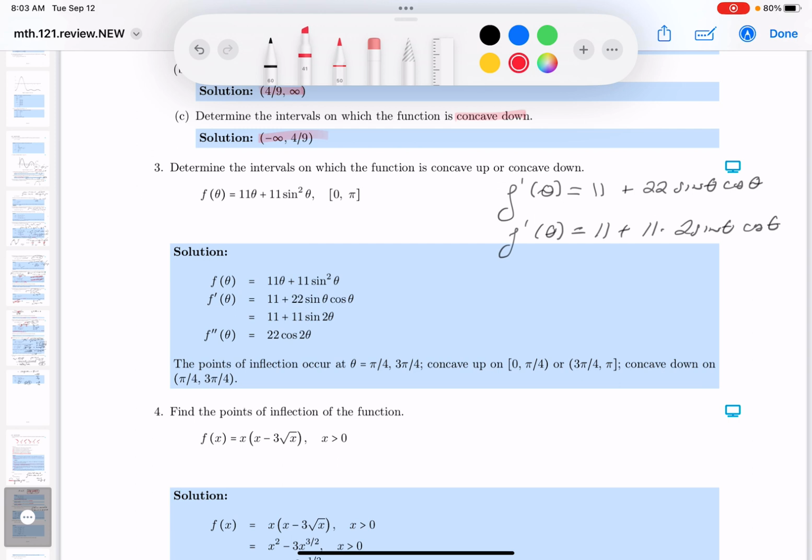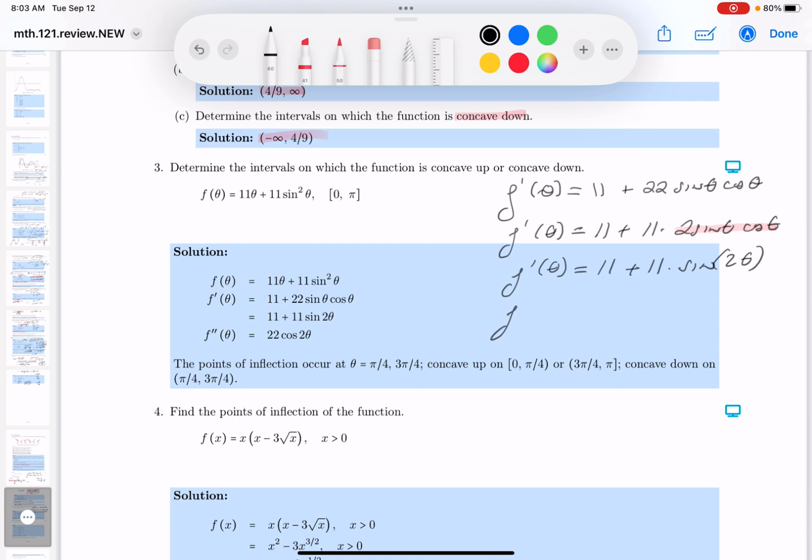I want to point out, some identities should be recognizable, and that's one that should be recognizable to you. So I'm going to write this over here. F prime of theta is equal to 11, and this is going to be 11 times the sine of 2 theta. All right, now that's easier for me to deal with.